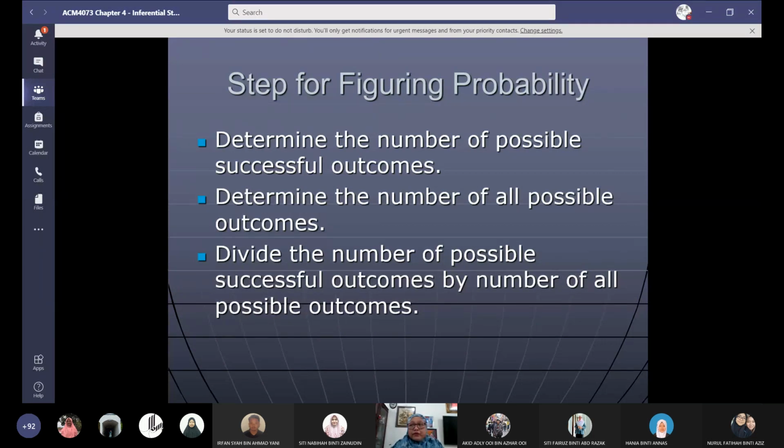For example, you have in your batch 226. So what is the estimation of your figures for unsuccessful outcomes? How many samples would you have in return? So you have determined the number of all possible outcomes, including successful and unsuccessful, and then divide the number of possible successful outcomes by the number of all possible outcomes.